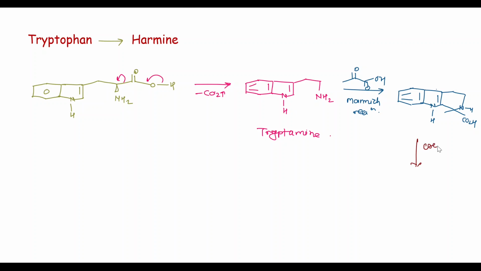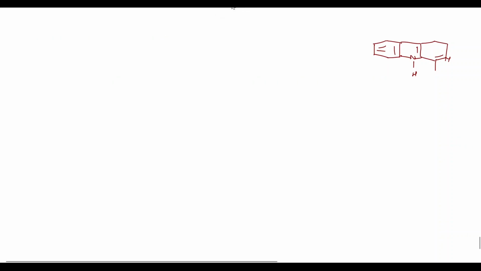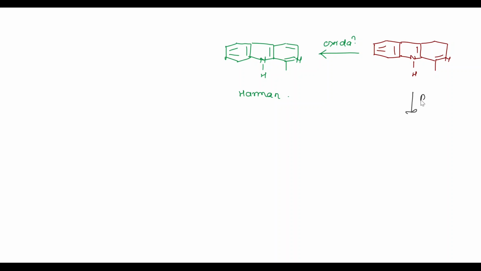In the next step, oxidative decarboxylation takes place and we get this moiety. In the next step, on oxidation we get Harman as a product, and instead of oxidation, if reduction takes place, then we get a reduced product.